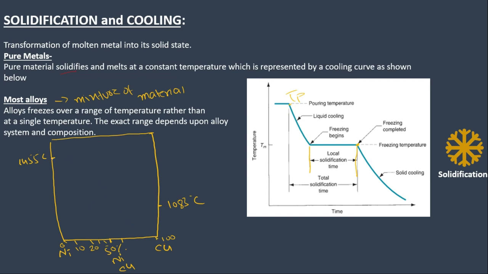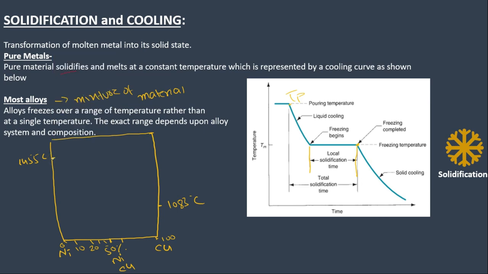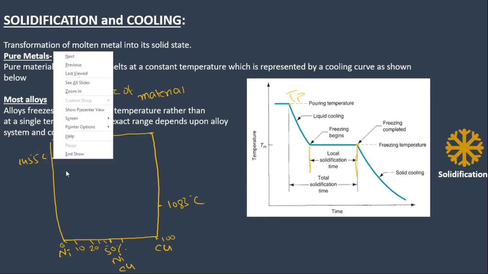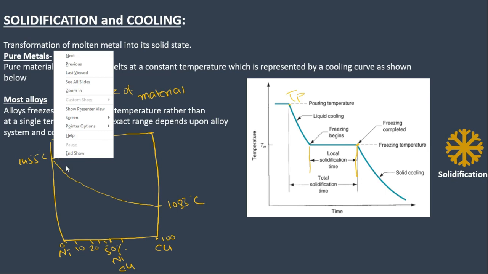So once we have 100% nickel here, once we start to add copper into it, its melting point starts to reduce. If we keep on adding copper into it, the melting point will keep on reducing until we have 100% copper, when it will reach the temperature of 1083. And the same is the case for solidification.